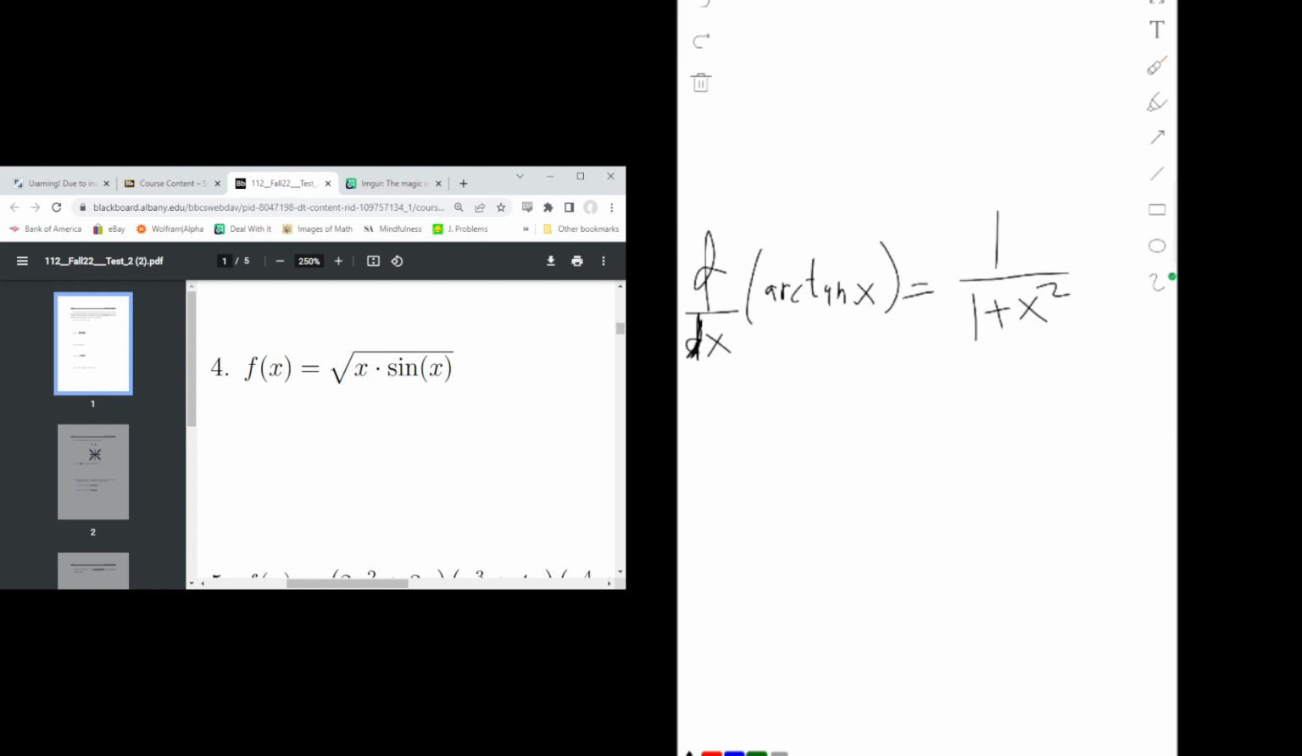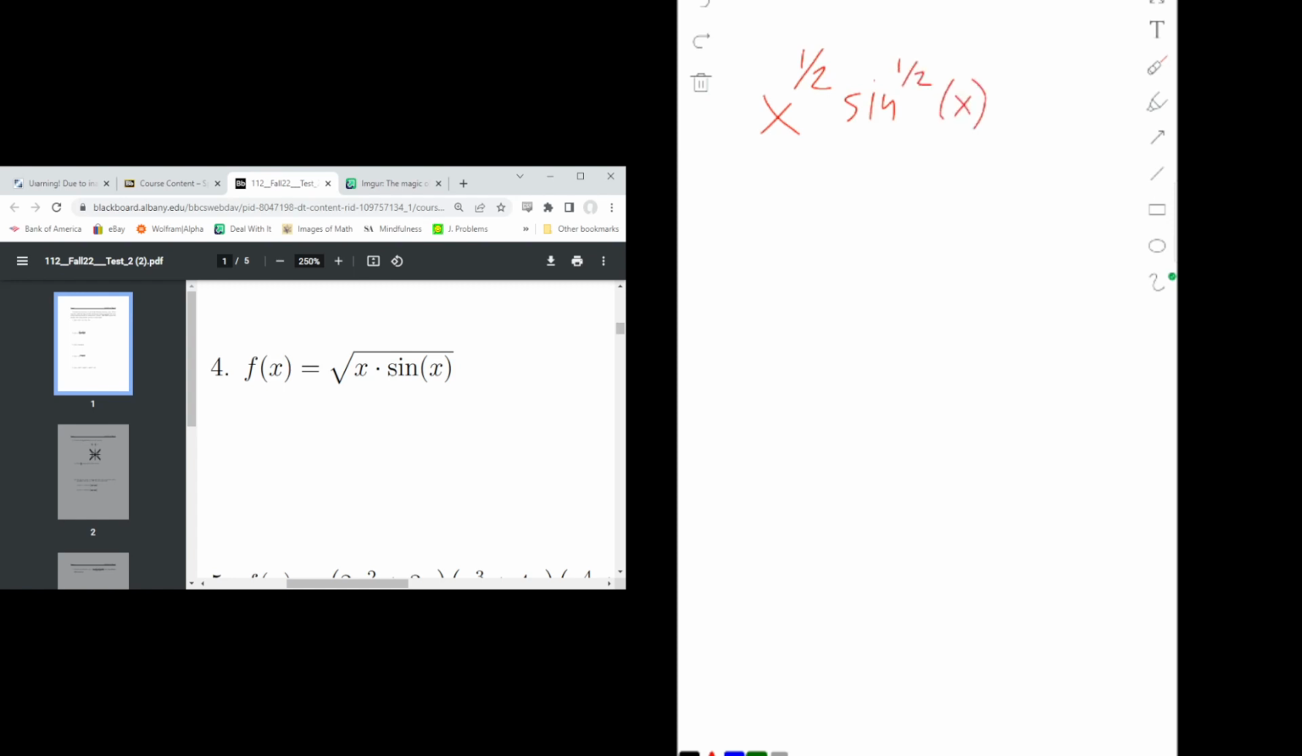The way that I see this is that first and foremost, it's a square root of another function. It is in fact a square root of a product. I did, however, see a student who rewrote this immediately as x to the 1/2 times sine to the 1/2 x, right? And then they just use the product rule, and on each of the factors, they use the chain rule. That's an interesting way to do it for sure. I will show you how to do it this way.